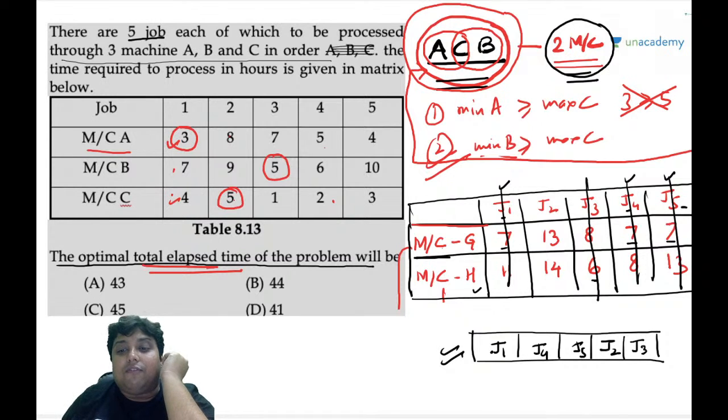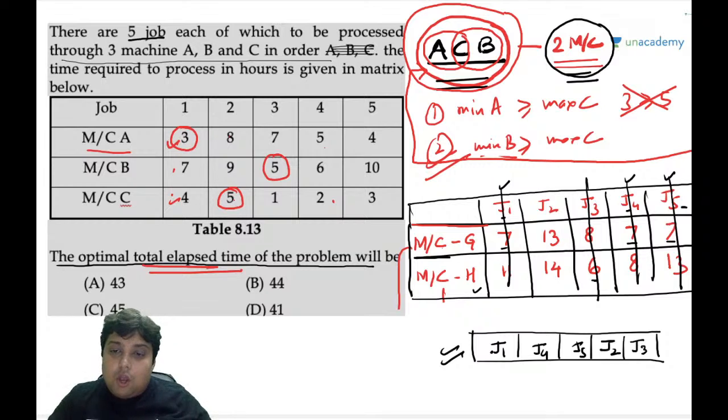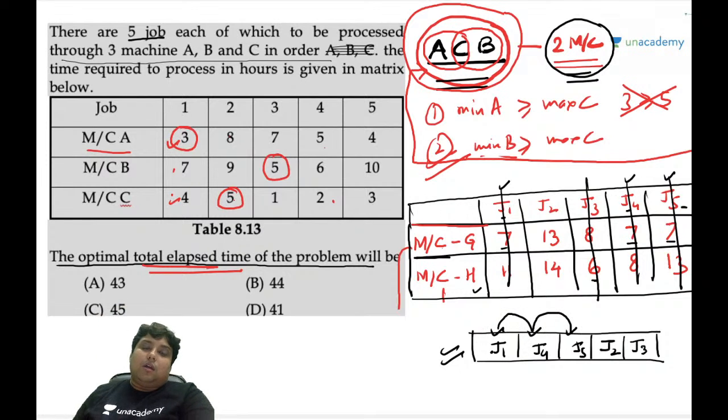So 1, 4, 5 is one case. I can write 1, 5, 4. Then I can write 4, 1, 5, then 4, 5, 1, then 5, 1, 4, and 5, 4, 1. So 6 optimal sequences will be there, using all the possible permutations and combinations of these three jobs. 3 factorial, 3 twos are 6. So 6 optimal sequences will be there.